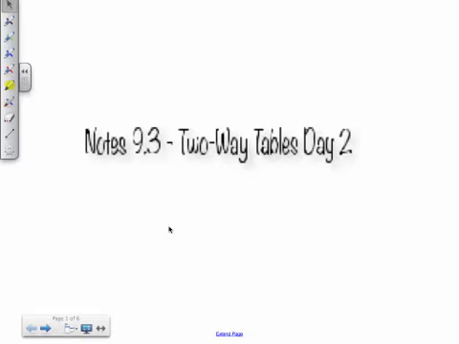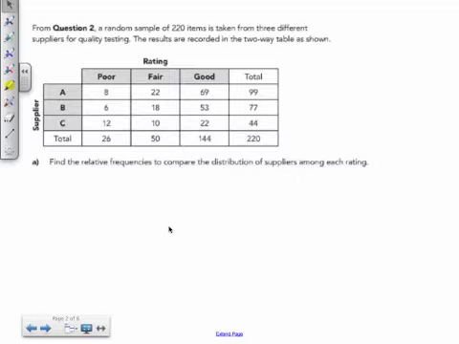All right, we will be talking about two-way tables again today, but this time we're going to be talking about something called relative frequencies, which you will see in a little bit. So if you look at the top of the page that we're looking at right here, it says from question 2, a random sample of 220 items is taken from 3 different suppliers for quality testing. The results are shown in the two-way table as shown.